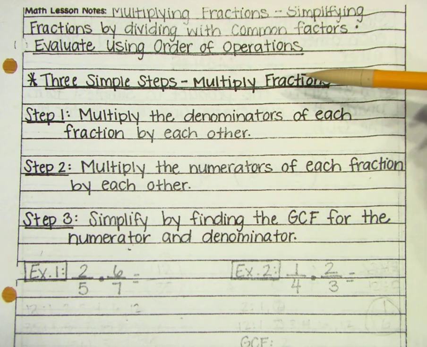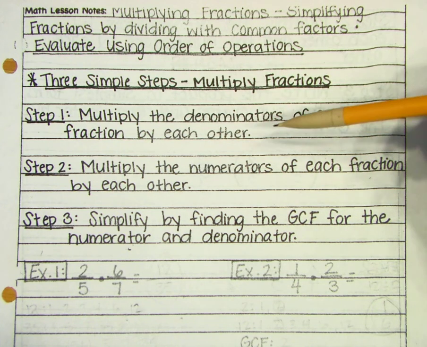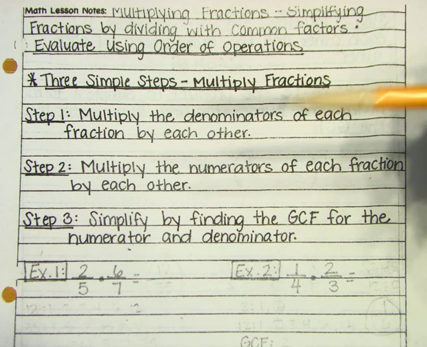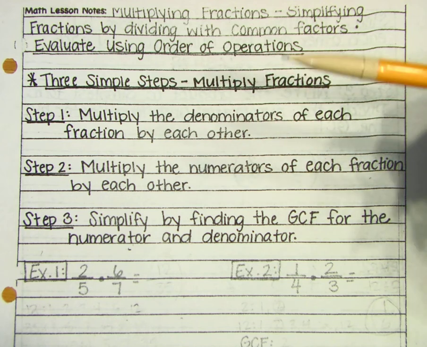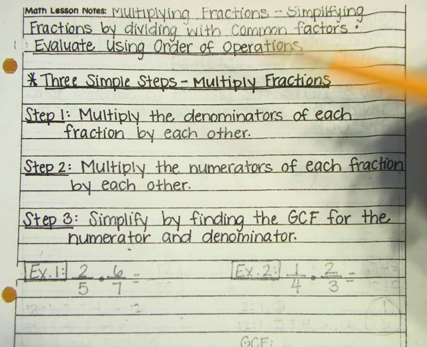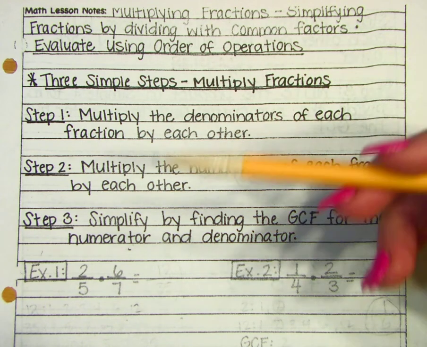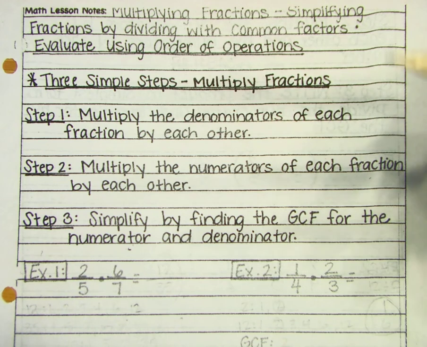Today we're going to be multiplying fractions and simplifying those fractions by dividing with common factors. We're also going to use the order of operations and multiplying fractions to show you guys that order of operations works with any expressions, and we can put these new things that we're learning within those order of operations, because you guys are going to see that on homework, on tests, on EOG, all that stuff.